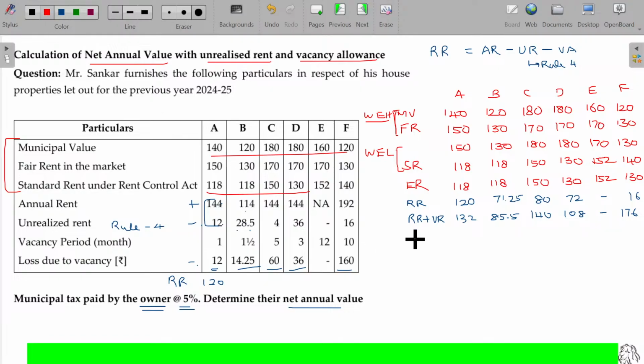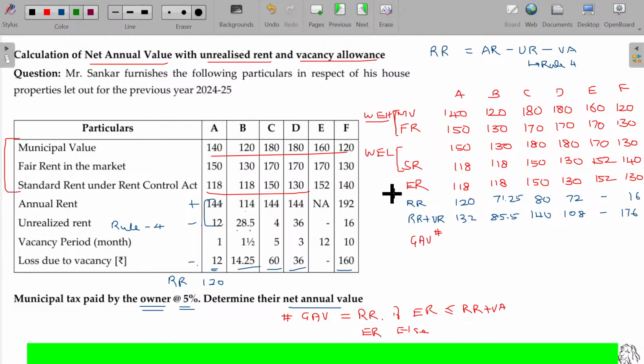Now GAV. For the GAV calculation, GAV is equal to rent received. The actual rent you received will be considered as GAV, provided your rent received plus vacancy allowance is higher than the expected rent. Then it's a genuine case. If expected rent is lower than rent received plus vacancy allowance, it is genuine. Else, expected rent will be your GAV.